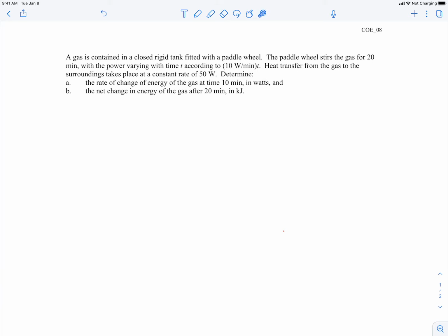In this example, we're told we have a gas contained in a rigid closed tank fitted with a paddle wheel, so let's sketch that out. We've got this tank. There's a paddle wheel that's coming inside here. There's gas in here. The walls of the tank are rigid.